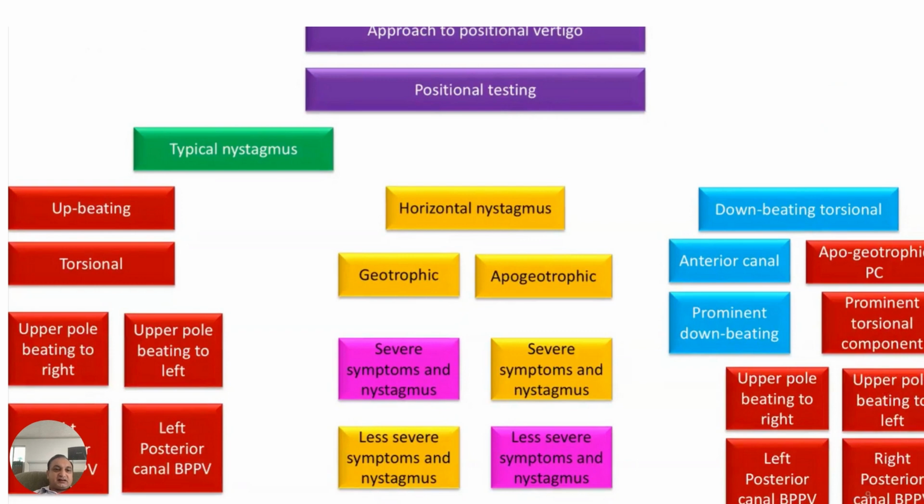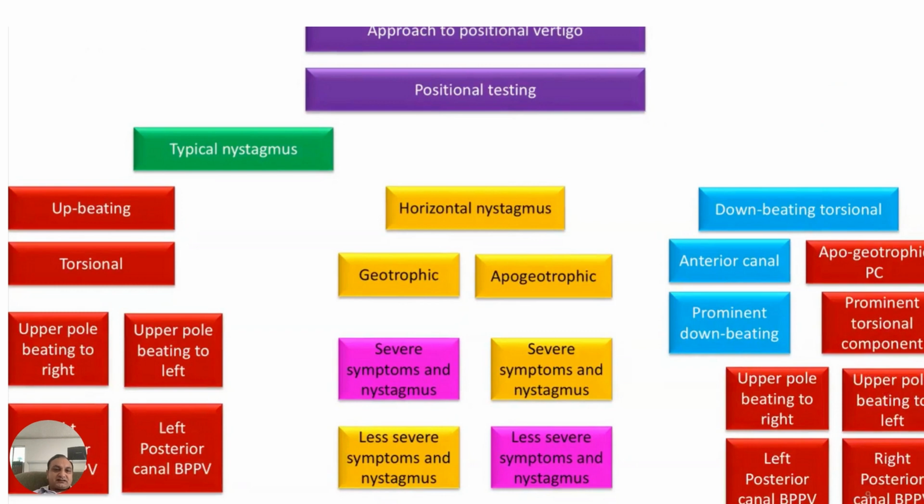If the upper pole beats towards the right, the right canal is involved. If the upper pole beats towards the left, the left posterior canal is involved. Horizontal canal causes horizontal nystagmus. It can beat towards the ground or away from the ground, towards the ceiling. If it beats towards the ground, it's known as geotropic nystagmus. If it beats towards the ceiling, it's known as apogeotropic nystagmus.